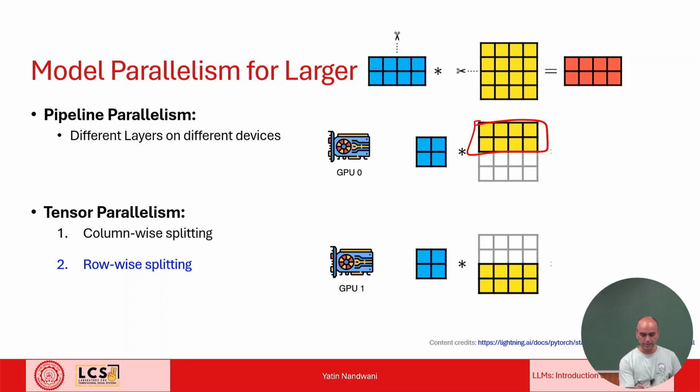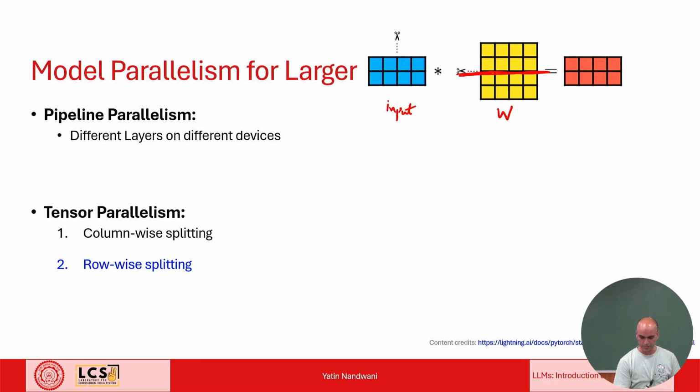And now to compute this, let's say C11, what we need to do is multiply A11, A12, A13 and A14 with W11, W21, W31 and W41. Let me go back. So this is C11 here, this is the output. So C11 is A11 into W11 plus A12 into W21 plus A13 into W31 plus A14 into W41.